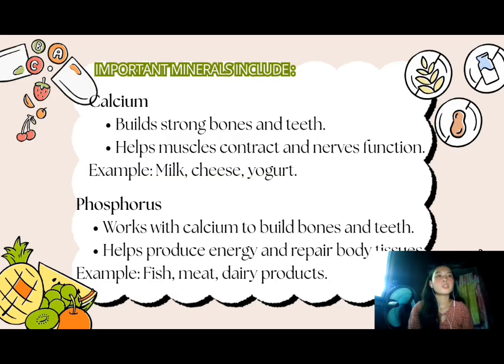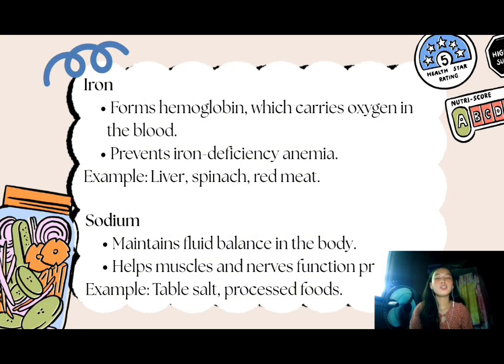Next is phosphorus. Works with calcium to build bones and teeth. Helps produce energy and repair body tissues. Example, we can find phosphorus in fish, meat, and dairy products.